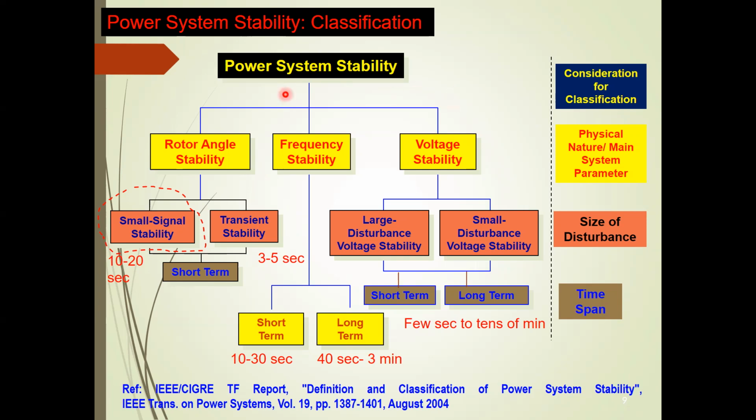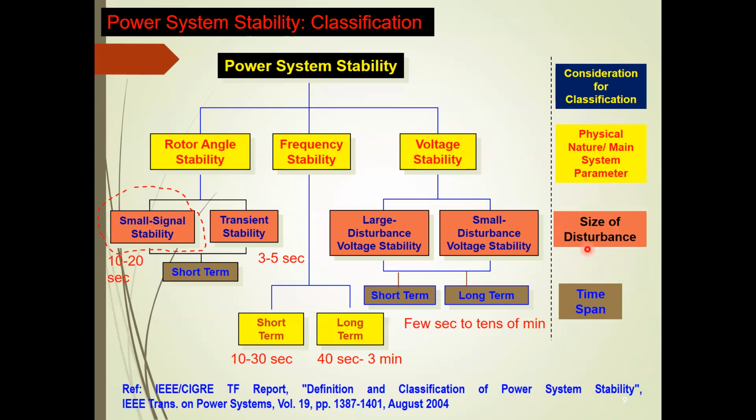As you can see, the first classification is on the basis of the system variable associated with stability. Depending upon the state variable, or the system parameter, we can say rotor angle stability, frequency stability, and voltage stability, because voltage, frequency, and rotor angle are system quantities.